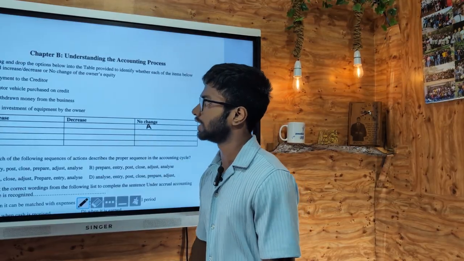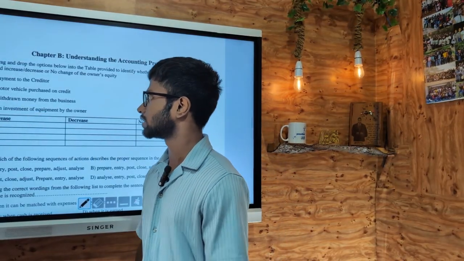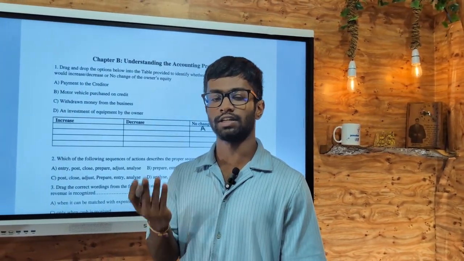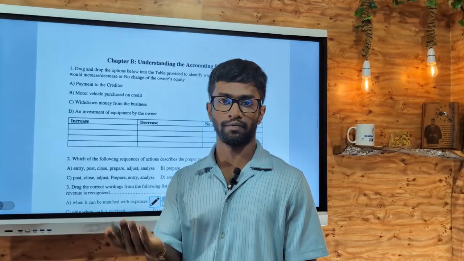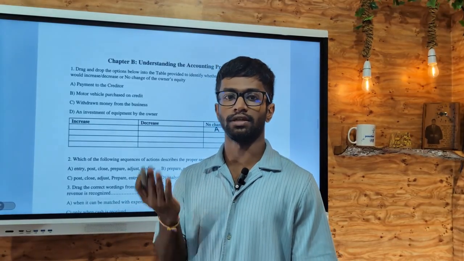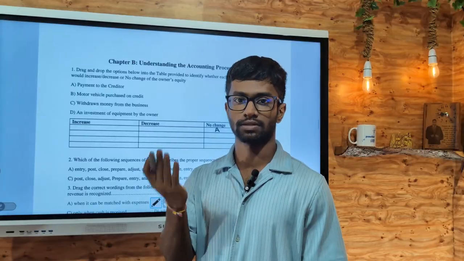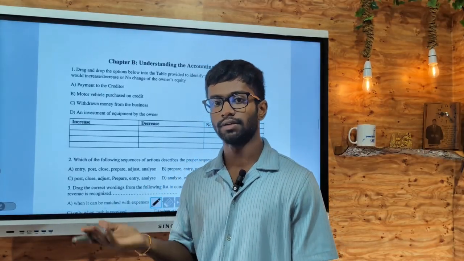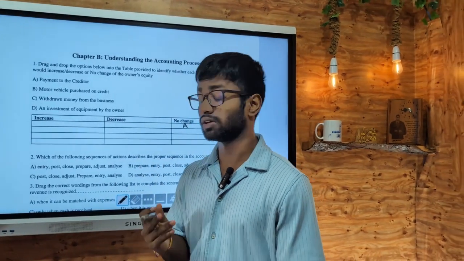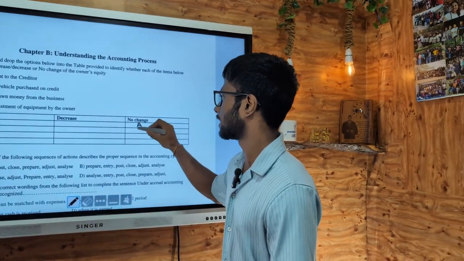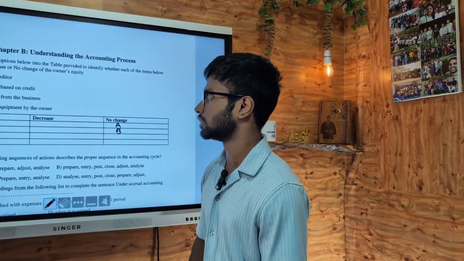No change. Next, motor vehicle purchased on credit. Again, this has no effect on equity, because you're purchasing a motor vehicle, so you get a new asset. Asset increases. And since you haven't paid for it, liability also increases. Motor vehicle debit and motor vehicle payable account credit. So this also doesn't have an effect. You can drag and drop here, which is no change.